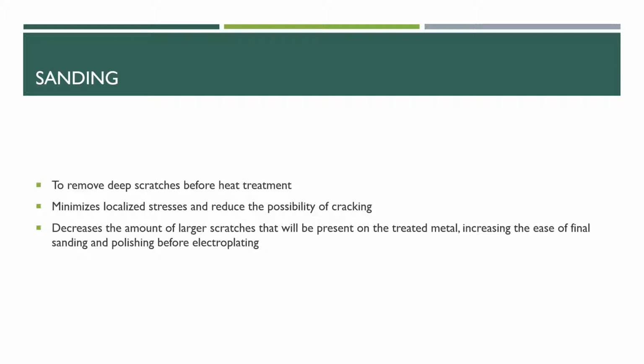After shaping the metal frame, first and foremost, the frame has to be sanded to remove deep scratches in the surface. This is done before heat treatment to minimize localized stresses and decrease the possibility of cracking, especially during the quenching process when the frame will undergo large stresses. Another reason why this has to be done before heat treatment is that it will decrease the amount of large scratches that will be present after the treatment, increasing the ease of final sanding and polishing before electroplating.